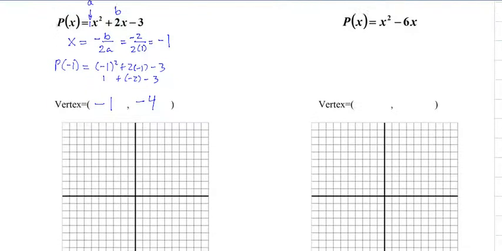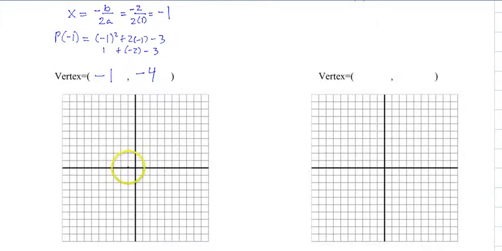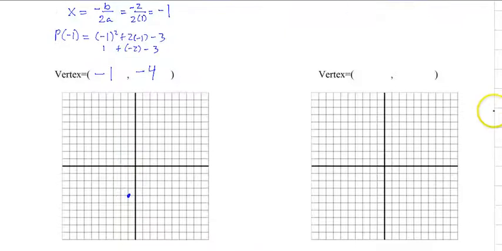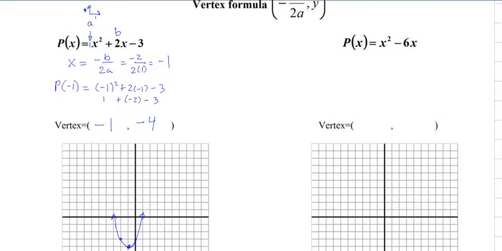So this will allow us to graph it. We go negative 1, negative 4. And then we can take our a, which is 1, up 1 over 1, up 1 over 1. And there is our graph. So even if it's not in this form, you can still graph it quickly by using the vertex formula.